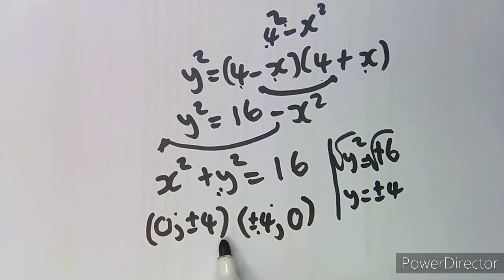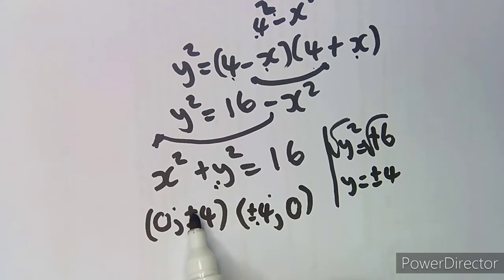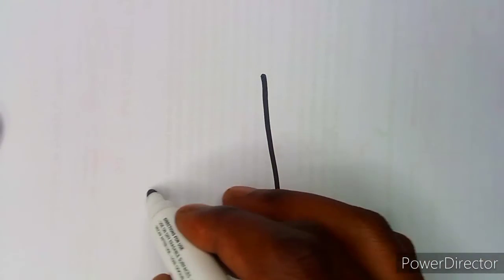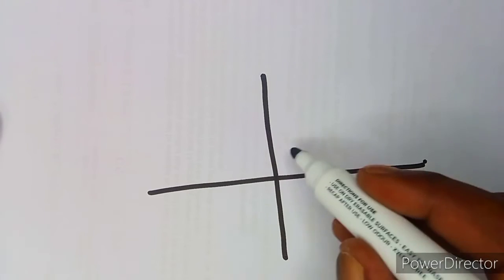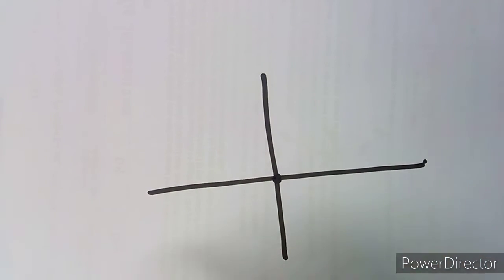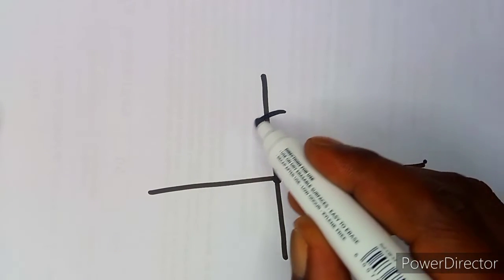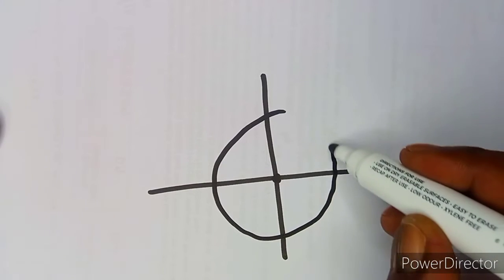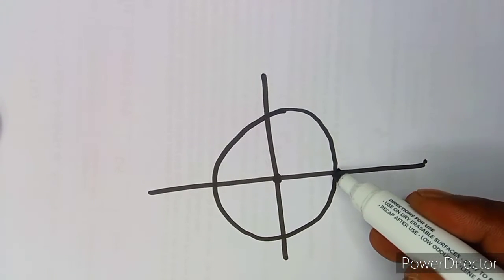So as you can see, it's a circle which is bounded from plus to minus 4, plus to minus 4. So what you can simply do is to just draw your circle. Since this type of circle has the center as the origin, you are just going to draw a circle of your choice. Okay, then you indicate the points.